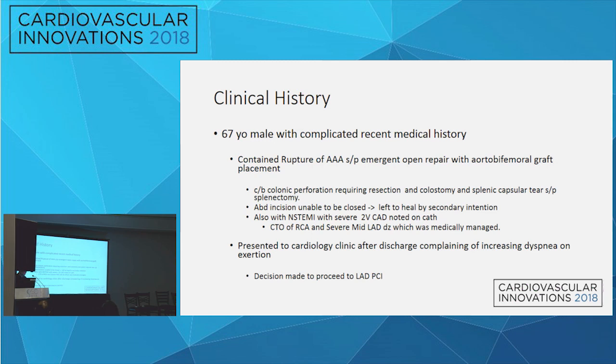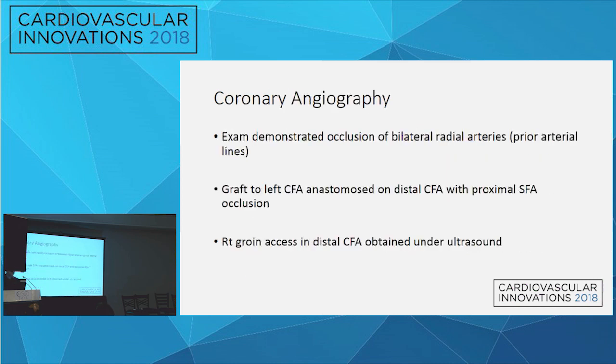They were unable to close his abdominal incision, so he was left to heal by secondary intention, and he also had a non-STEMI. During this time, he had a cath from his right radial, demonstrating a CTO of his right and a severe mid-LAD stenosis. So he presented to our institution, to one of my colleagues, complaining of increasing dyspnea on exertion. He talked to surgery. They said, we're just going to let this heal. So the plan was to proceed to LAD PCI. He came in for angiography, and exam at that time demonstrated occlusion of his bilateral radial arteries.